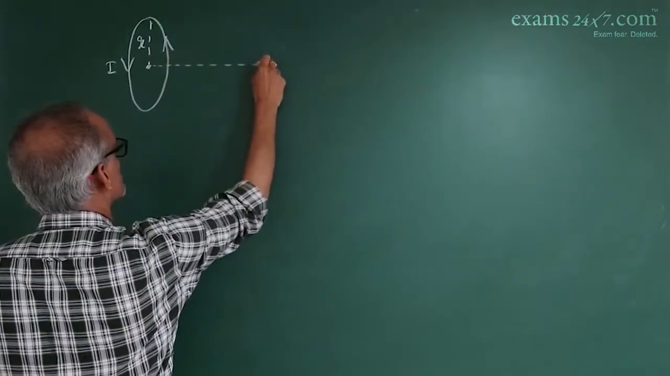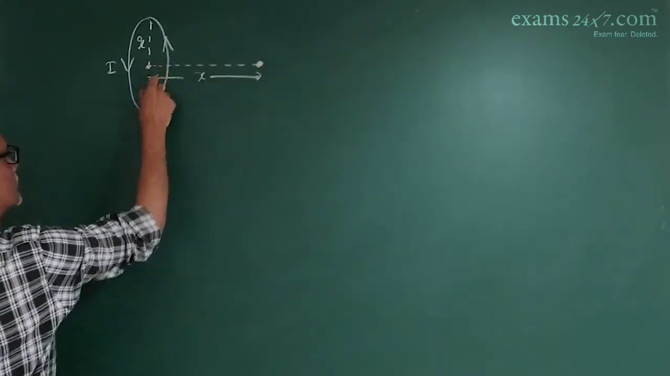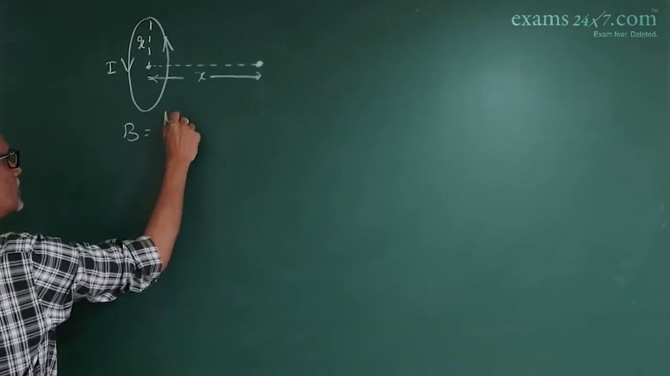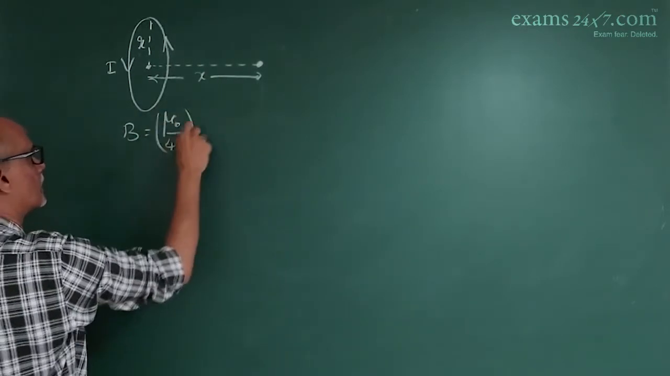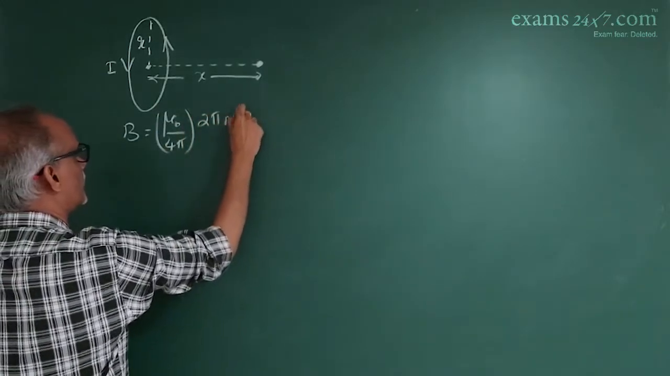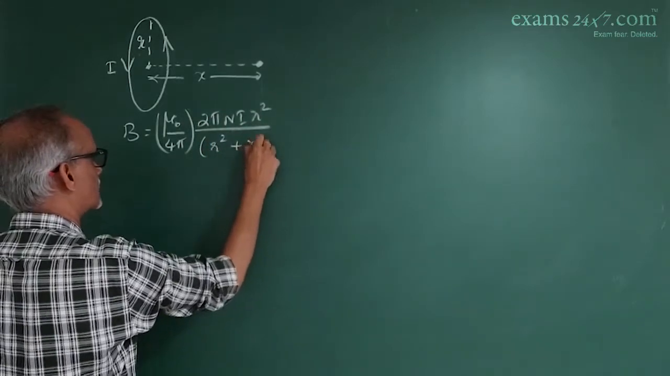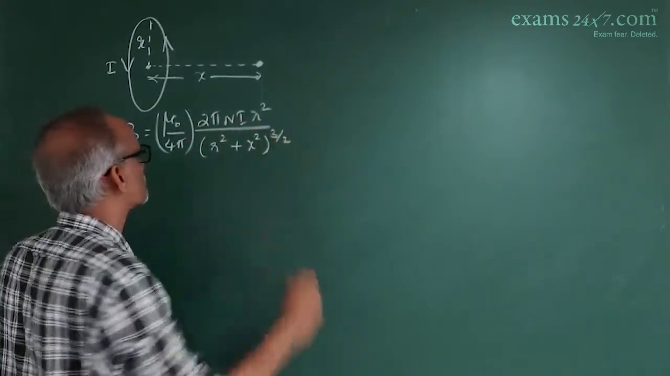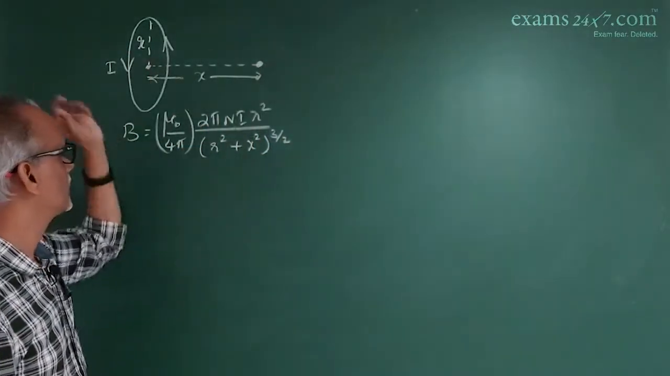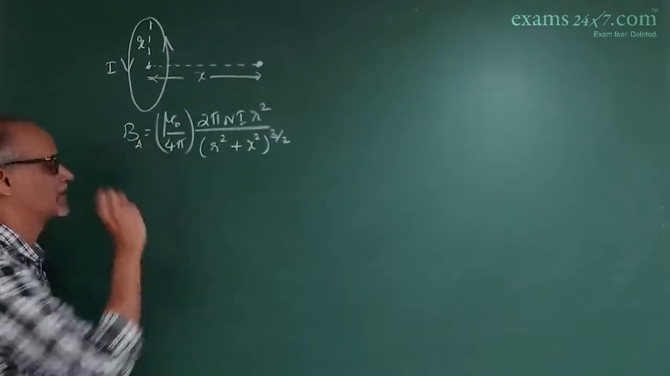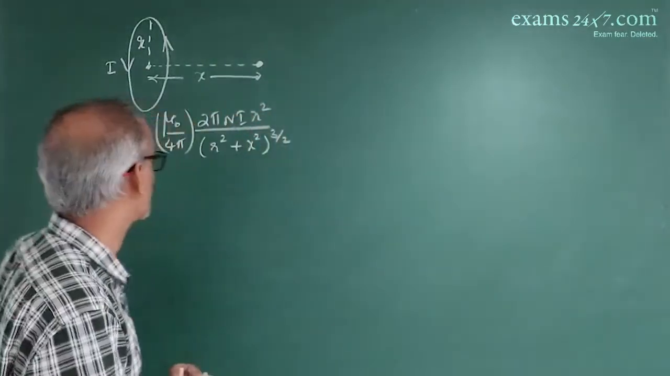At a point on the axis, at a distance x, the magnetic field is given by mu naught by 4 pi, 2 pi N I R square by R square plus X square to the power 3 by 2. N is the number of turns, I is the current, R is the radius, X is the distance of the point from the center. So, I am going to consider this as B suffix A, that is the magnetic field at a point on the axis of a circular coil carrying current.